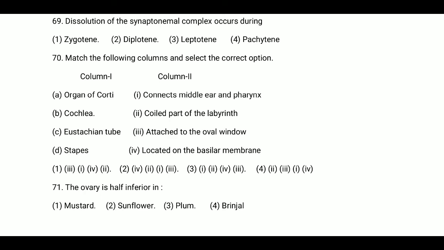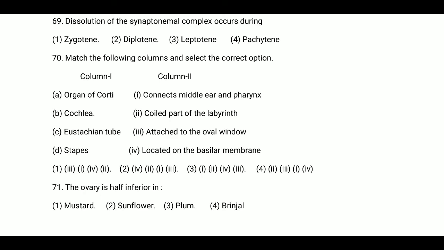Organ of Corti is located on basilar membrane is correct. Cochlea, coiled part of labyrinth, it's correct. Eustachian tube connects middle ear to pharynx is correct. Stapes attached to the oval window. Yeah, that's true. Second option is the right answer.